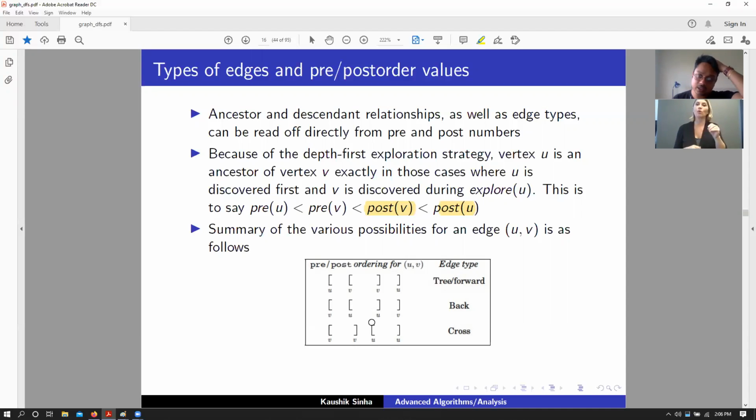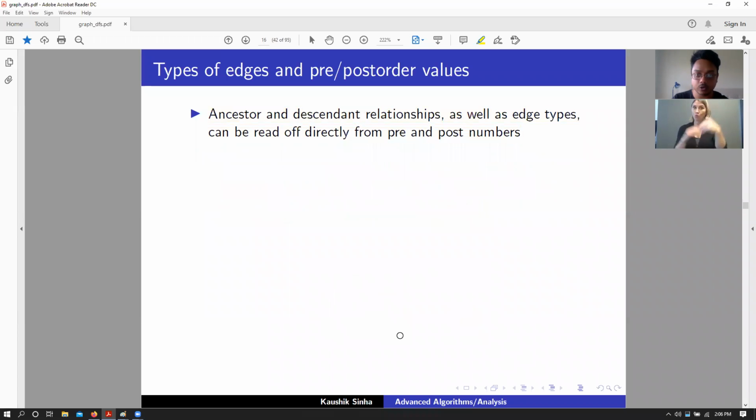Now, the other case would be that these are completely disjoint graphs in a forest, and V and U do not have any relationship whatsoever. That would be sort of like a cross edge, where we can explore V and stop exploring V, and we can start exploring U and stop exploring U without them having any child or ascendant or descendant relationship. Now, it is not just for forests, but it can also be for cross edges as well.